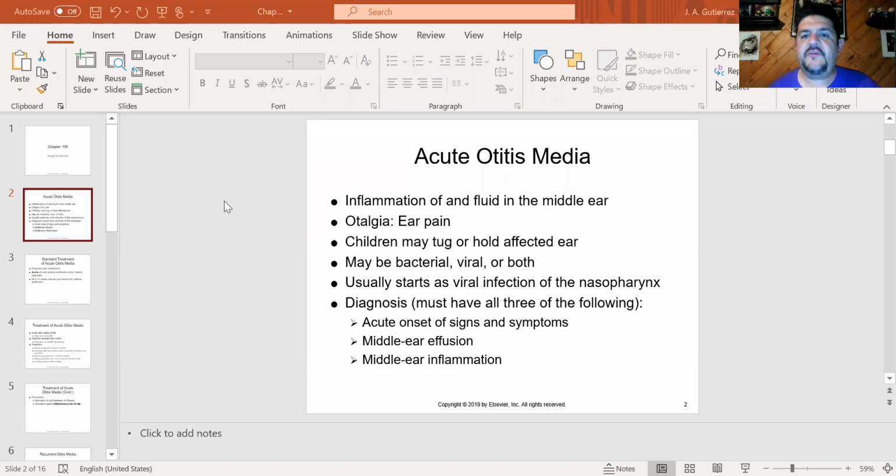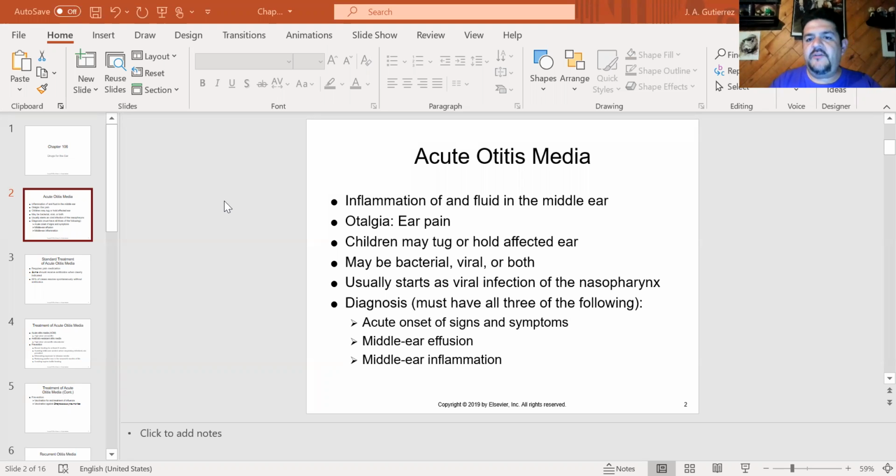This is inflammation or fluid in the middle ear. Patients are gonna complain about otalgia, ear pain. Kids usually will tug or hold their ear because it hurts. They'll try something to minimize the pain, so they'll start playing with the ear. Causes can be bacterial, can be viral, can be both at the same time. And usually the background is they have an infection in the pharynx.